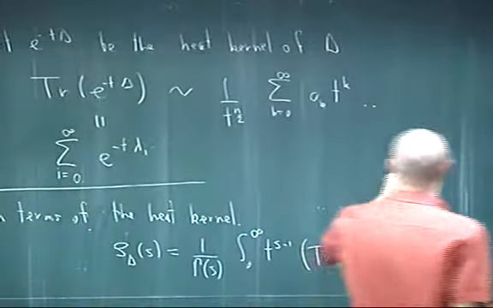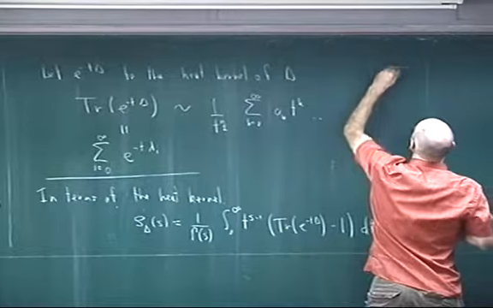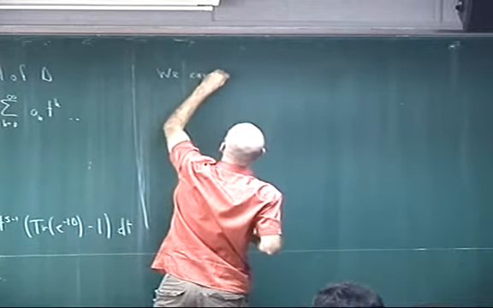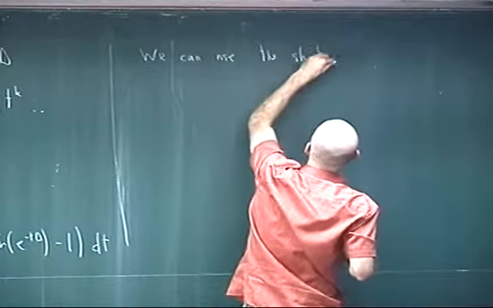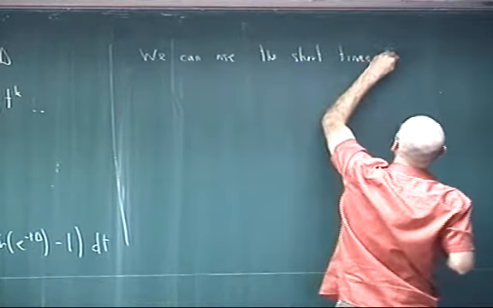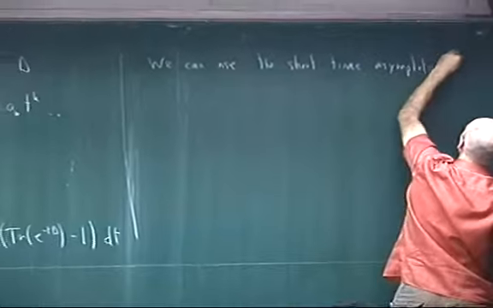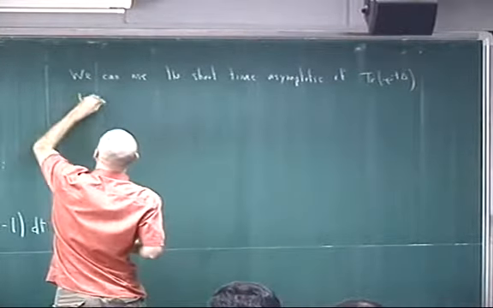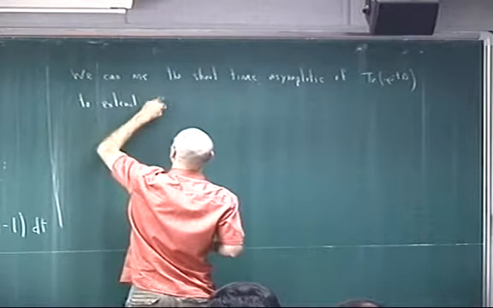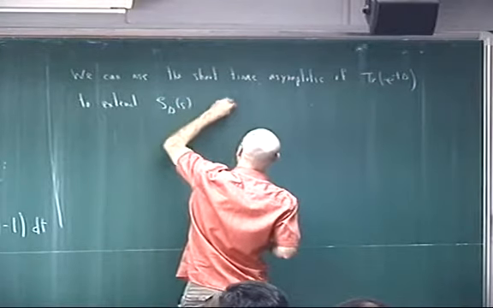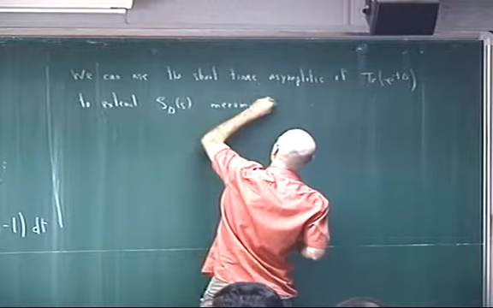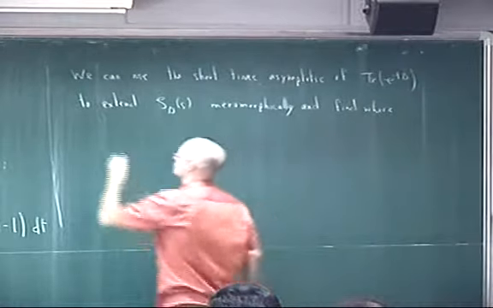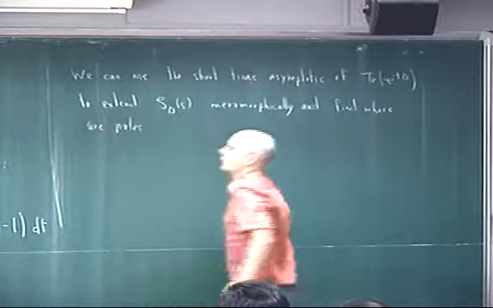So we can use the short time asymptotic of the trace of the heat kernel to extend the zeta function meromorphically and find where the poles are.